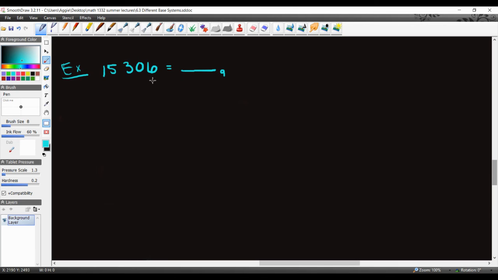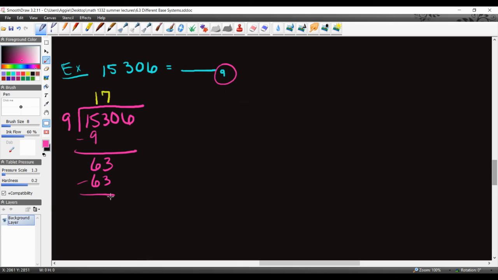15306 in base 10. Remember, the base 10 is implied here. And we want to write that in base 9. So this time we're going to divide by 9. So 15306 divided by 9. 9 goes into 15 once. 1 times 9 is 9. 15 minus 9 is 6. Bring down the 3. 9 goes into 63 7 times. 7 times 9 is 63 with a remainder of 0.